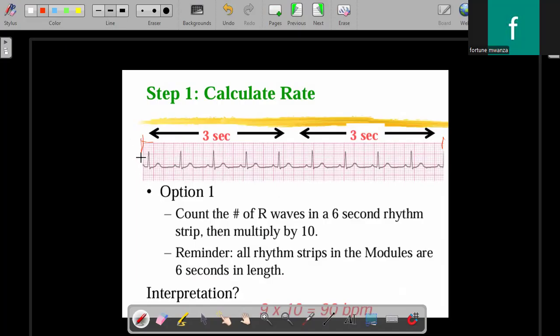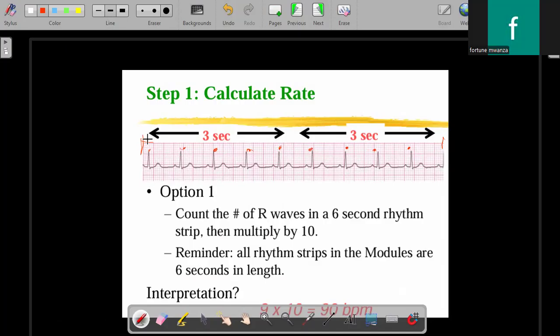Okay, so when you get that ECG and that period of 6 seconds, what you need to do there is to count the number of your R waves. So remember, the R waves are the QRS complex, the one forming the R wave. Okay, so you count them. There are 1, 2, 3, 4, 5, 6, 7, 8, 9. So there are 9 of them within the period of 6 seconds.